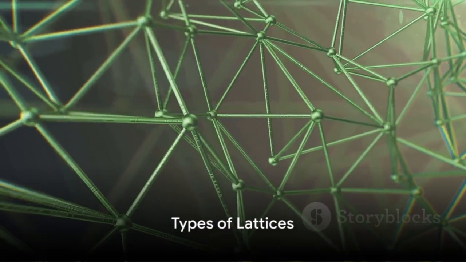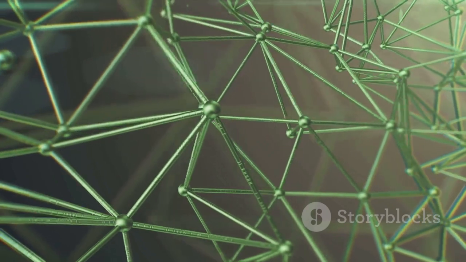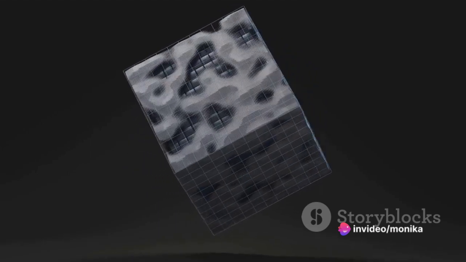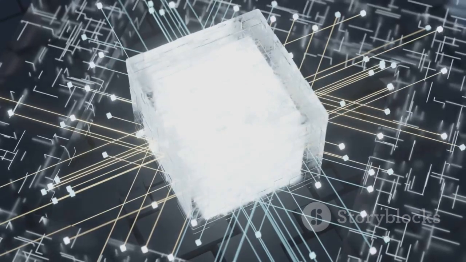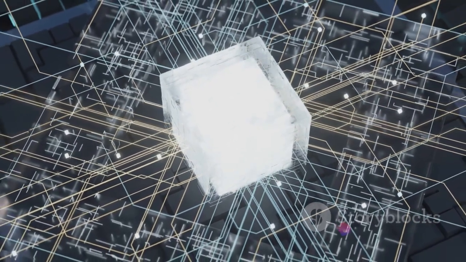Did you know there are different types of lattices, each with its unique atomic arrangement? Let's dive into the world of SC, FCC, and BCC lattices. First, we have the simple cubic, or SC lattice. As the name suggests, it's the most straightforward of the lot. The atoms are arranged in a basic cube shape with one atom at each corner.